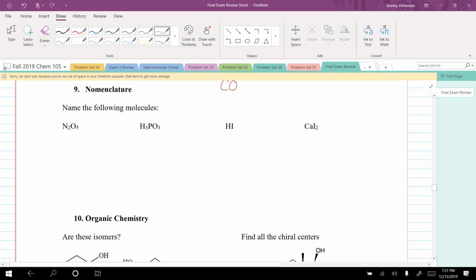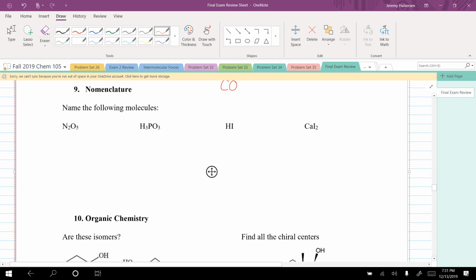Nomenclature. Go ahead and name these. Or do you just want to name them together? We'll name them together. Okay, what's up? So yes, except I want to keep moving. I would just refer you to the PowerPoint slides.